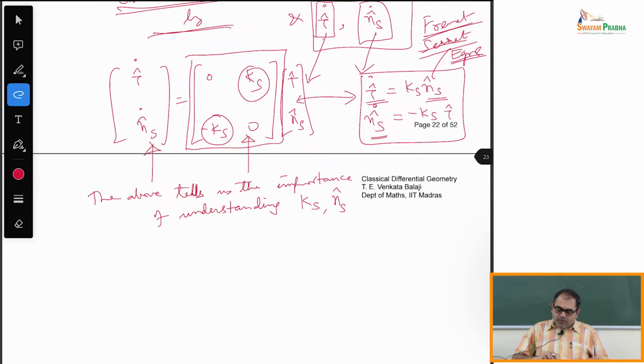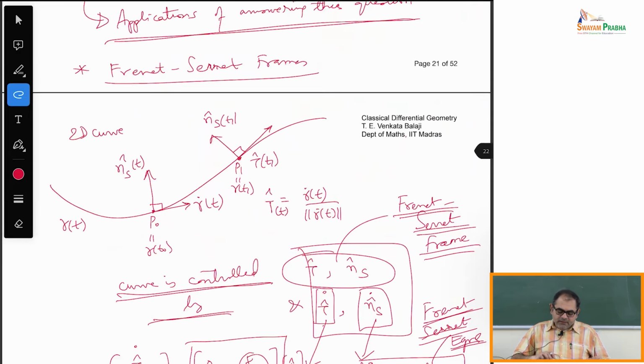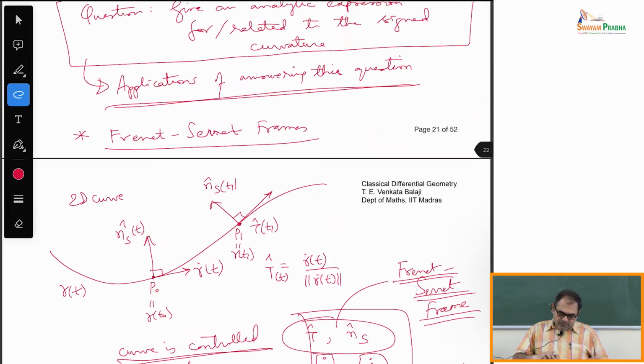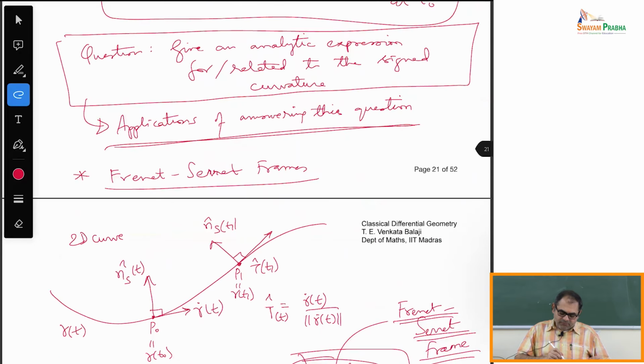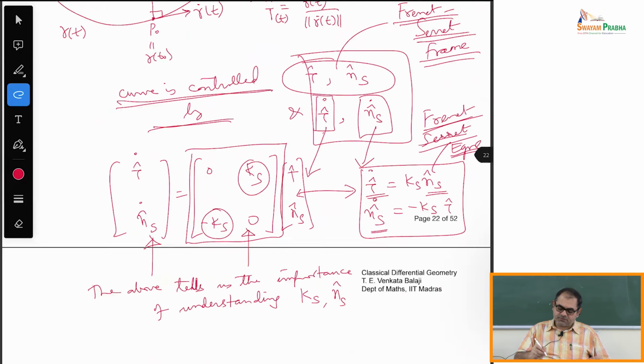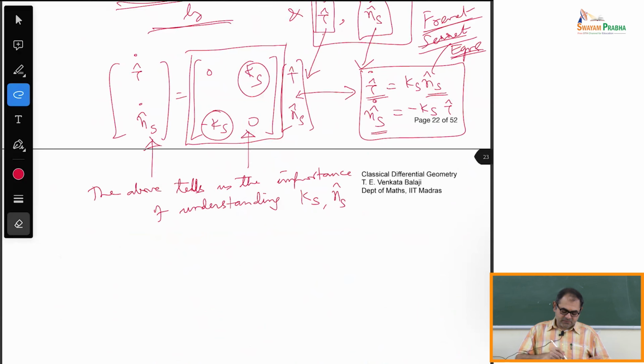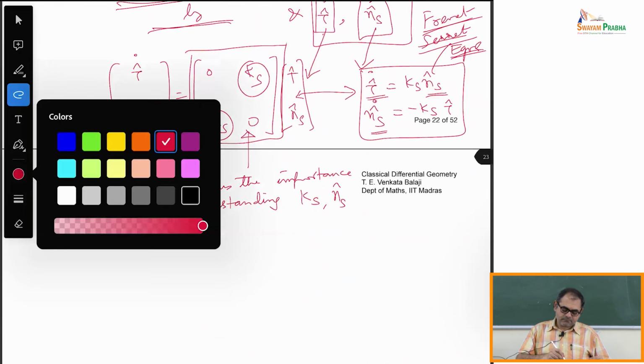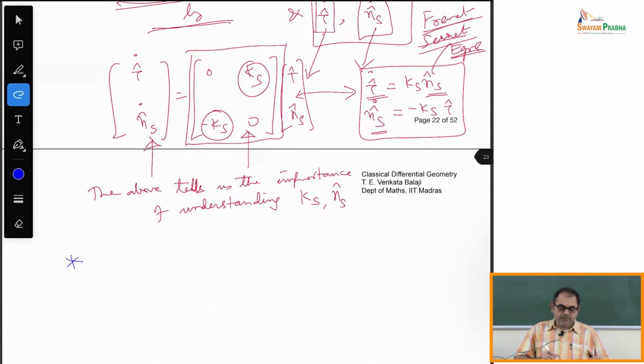So here is one more piece of motivation. So what is the other piece of motivation? Let me use a different color. Let us see. So this business of total curvature.